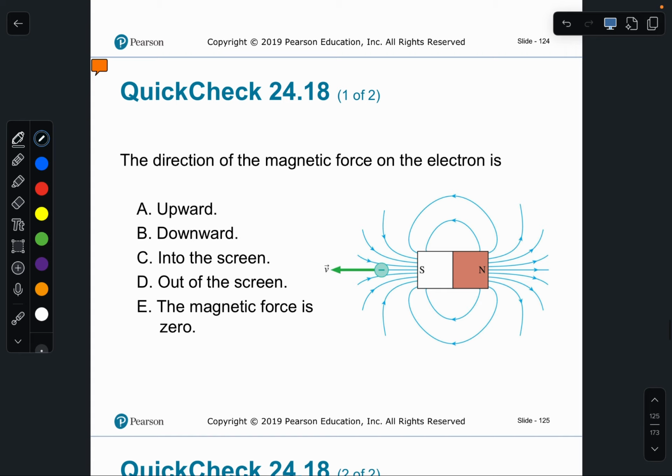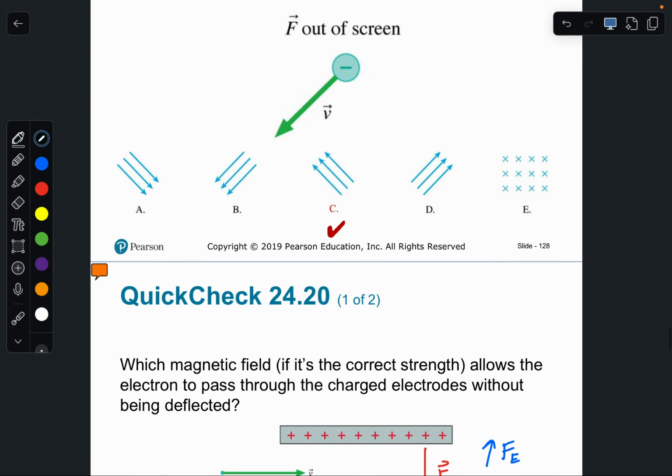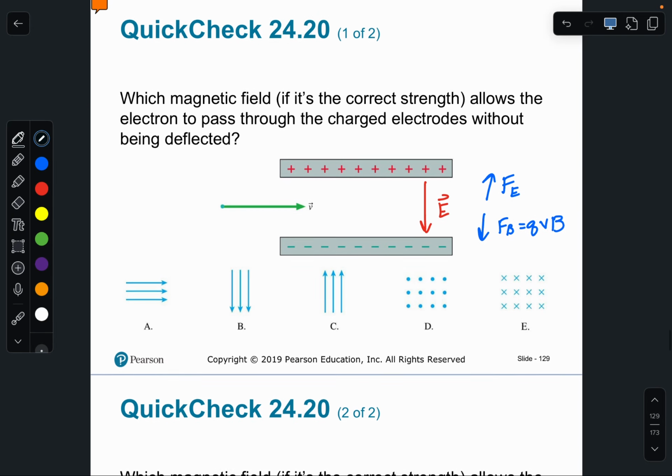So basically these quick checks I'll ask you to do at home just because of time, and I want to show you these demos. So do at home. These are all right hand or left hand rules, right? Look at that, left hand rule. Don't forget, it's a negatively charged particle. Okay, let's do this one real quick.